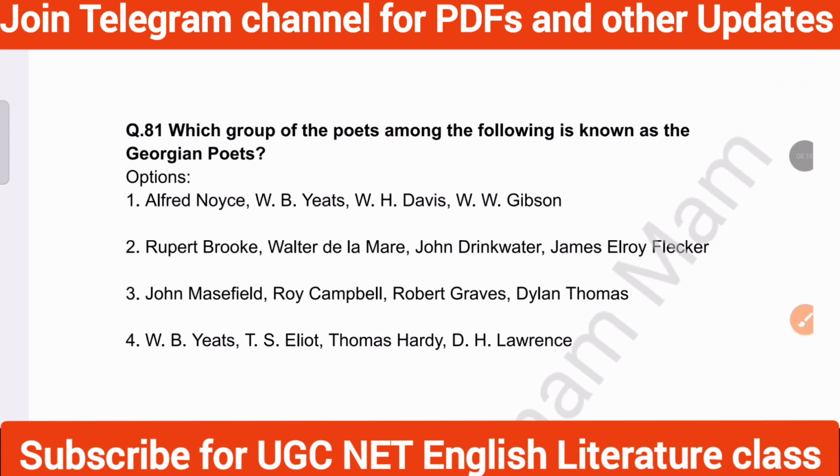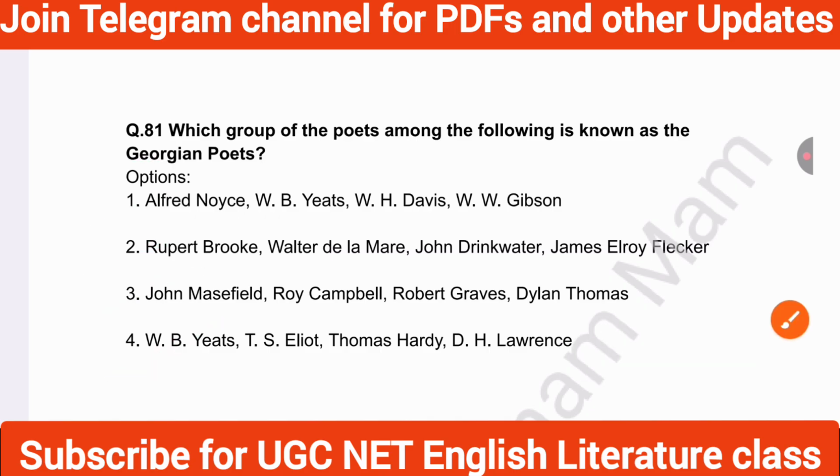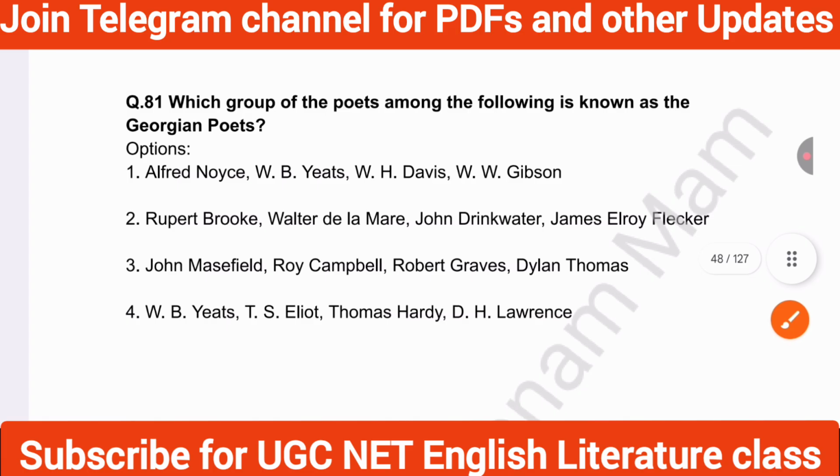Next question we have, which group of the poets among the following is known as the Georgian poets? These are the minor ages of English literature: Edwardian, Georgian, Commonwealth period. But still we have to go through all the ages, and in the poetry section I have included all the ages and all the minor and major writers. The writers from the Georgian and Edwardian age are also known as the war poets. So you also have to remember.